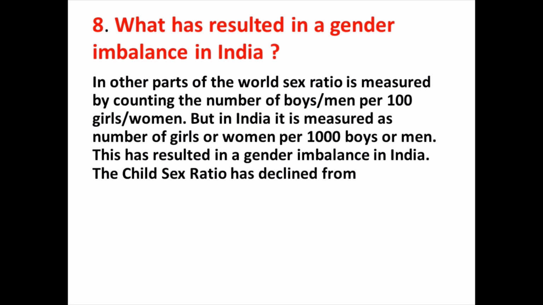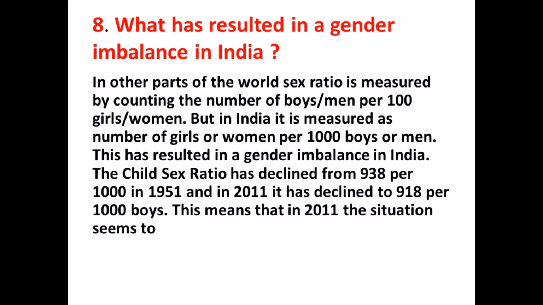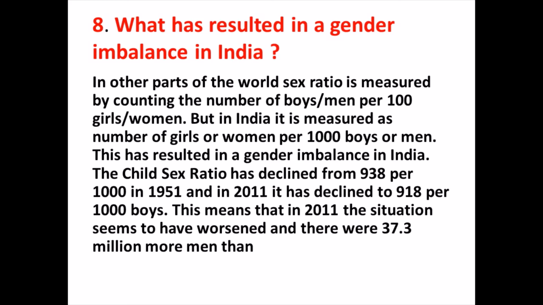The child sex ratio has declined from 938 per thousand in 1951 to 918 per thousand boys in 2011. This means that in 2011 the situation seems to have worsened and there were 37.3 million more men than women in the country.